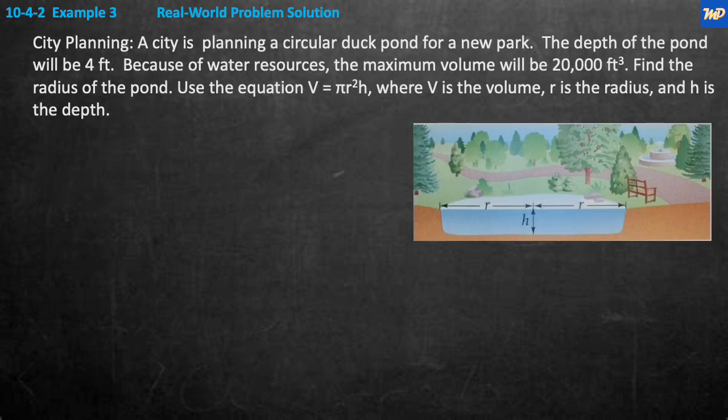Okay, example 3, the real world problem. They want us to find the radius of a city park pond. A city is planning a circular duck pond for a new park. The depth of the pond will be 4 feet. That's the h value, right? 4 feet. Because of water resources, the maximum volume will be 20,000 cubic feet. Find the radius of the pond.